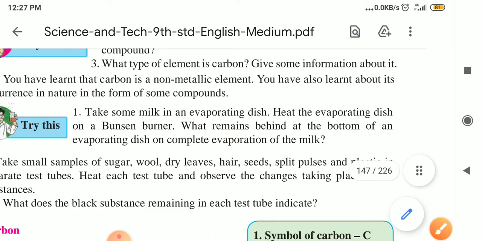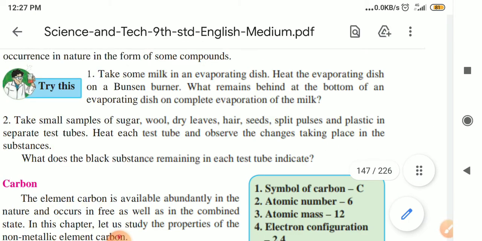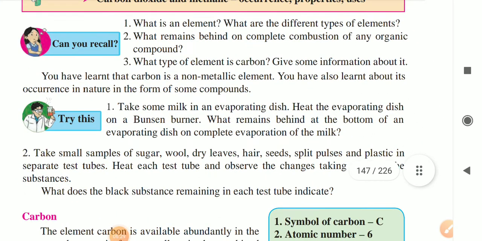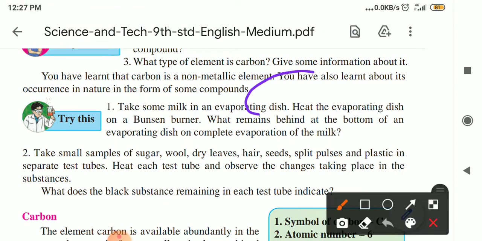Now here a try-this question is given. Take some milk in an evaporating dish. What do we have to do? We have to take some milk and heat it, and after some time what happens? All the water in the evaporating dish evaporates, and a blackish substance is left behind in the evaporating dish, and that substance is nothing but carbon.